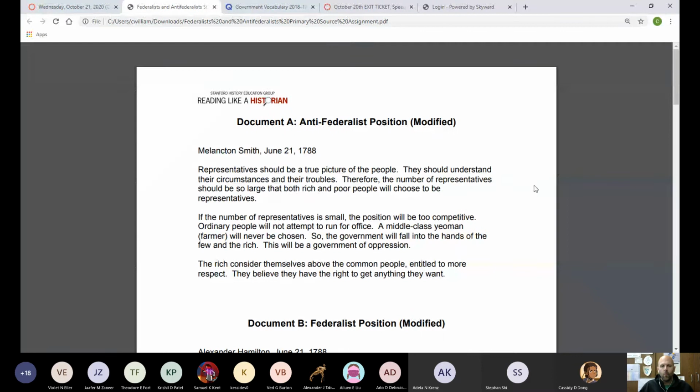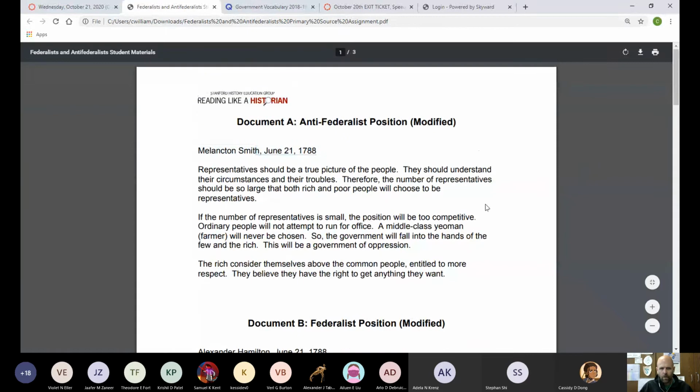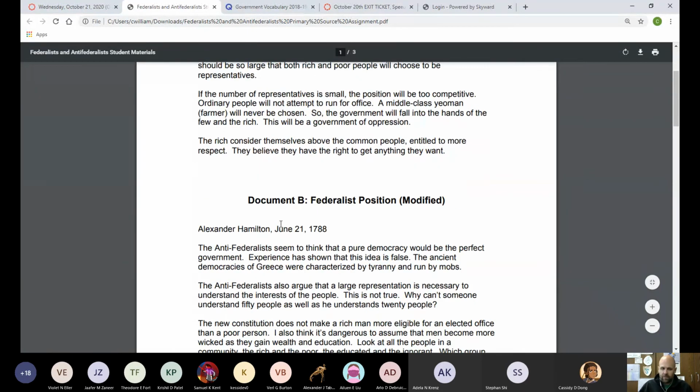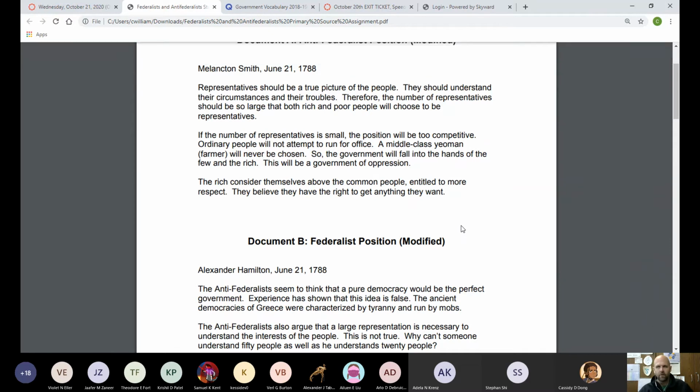Okay. So what we have here is 2 documents dated the same date, June 21st, 1788. One by Melancton Smith, who's an anti-federalist, and the other by probably the most famous Federalist in history, Alexander Hamilton. And these were written a little less than a year after the Constitution was introduced.